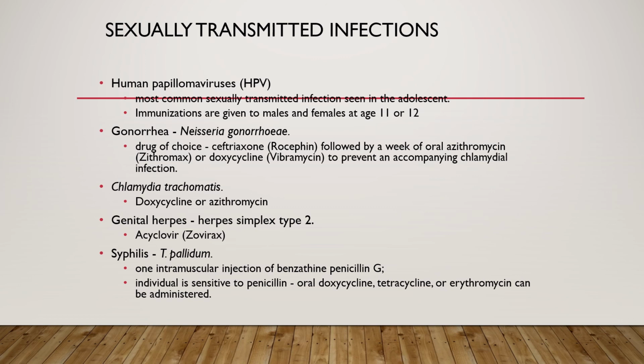The tertiary stage of syphilis has severe neurologic and cardiovascular damage with mental illness and other systems involved. The treatment is very simple. Syphilis responds to 1 IM injection of penicillin G. If the patient is sensitive to penicillin, we can provide them with oral doxycycline, tetracycline, or erythromycin that can be administered as alternative treatments. The treatment needs to be done before the tertiary stage in order to prevent the neurologic and cardiovascular complications from developing, and that can lead to death.